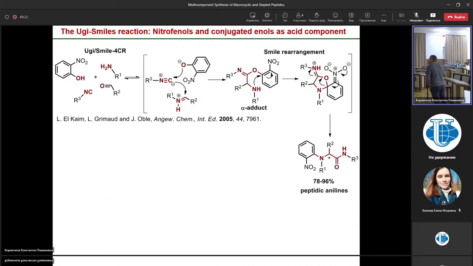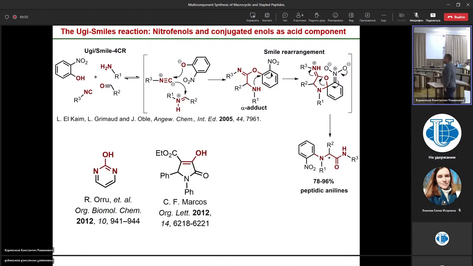It's not a Smiles from a smiling, it's a Smiles from a surname. So this is a typical nucleophilic aromatic substitution at the ortho position of the nitrophenol. It's a different type of rearrangement. Just by replacing a carboxylic acid by a nitrophenol, you can have a different type of reaction. He got like 20 Angewandte papers with this reaction, so it was very profitable for him to discover a new reaction with this, okay?